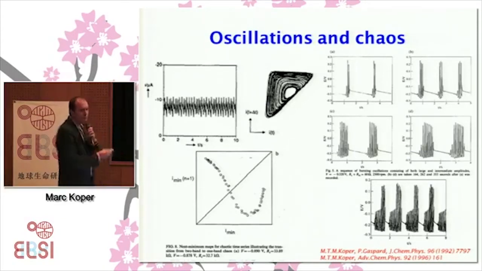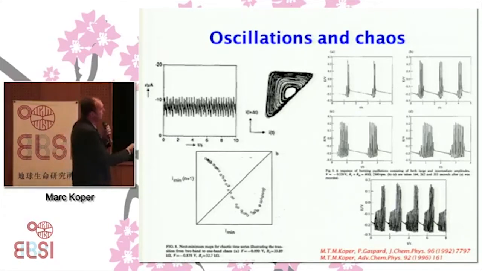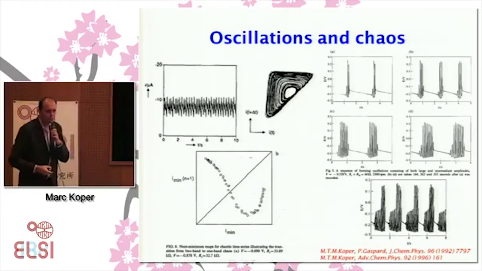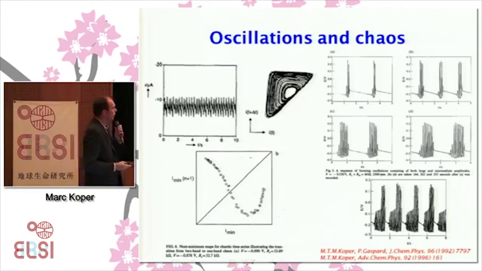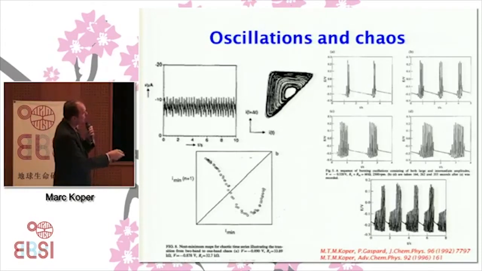You can see here a return map. I don't know if you're familiar with this kind of terminology, but what we see here is a deterministically chaotic oscillation in the reduction of indium 3 plus on a mercury electrode. And this develops through a series of period doubling bifurcations. And you can have very complicated oscillations.